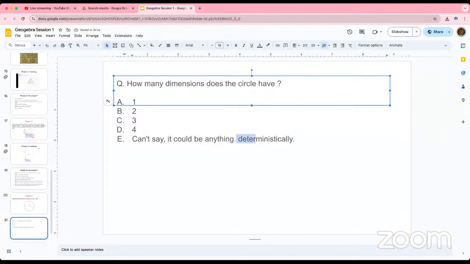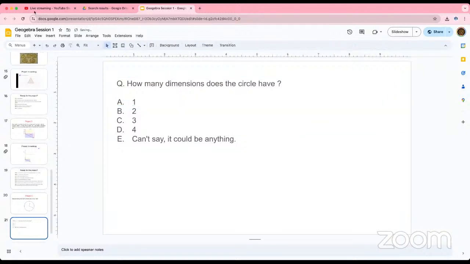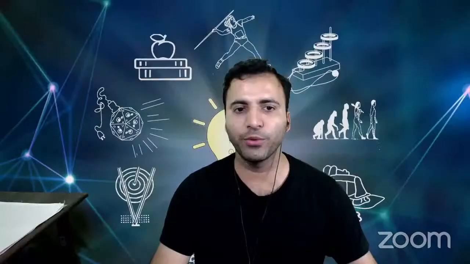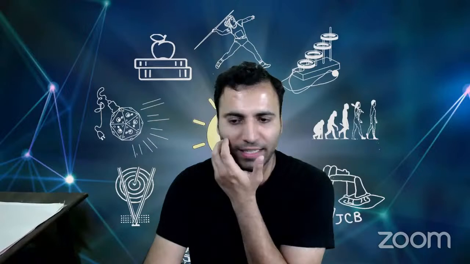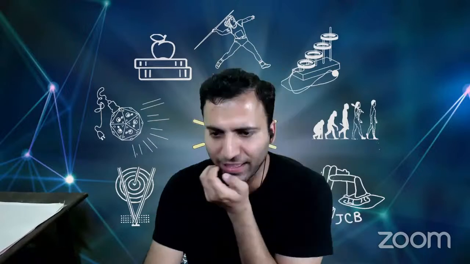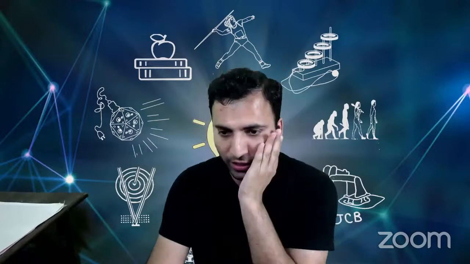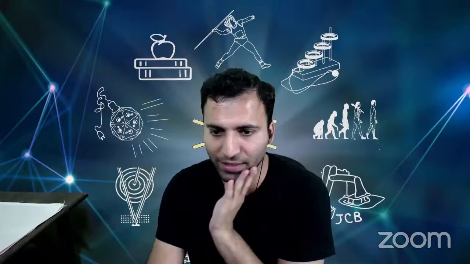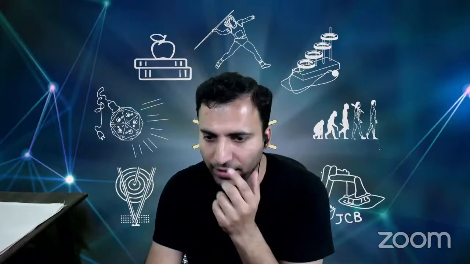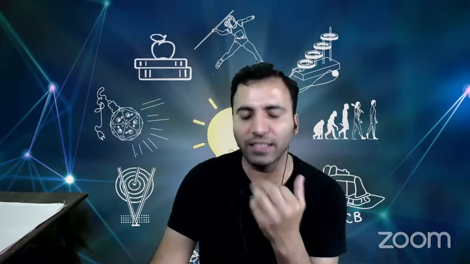You can type it in the chat, or you can also type on YouTube. How many dimensions does the circle have? So Radha ji is saying 0 dimension. Okay. Most of them are saying 2 dimension. Then Radha ji is saying radius as well. Okay. Kavita ji is saying center and radius. So that's how you define a circle. But the question is how many dimensions does it have?